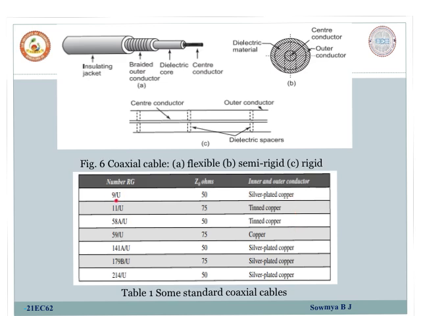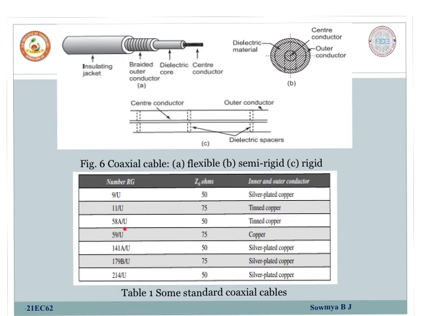For example, if I go for 9 bar U number of coaxial cable, the impedance is 50 ohms and the inner or outer conductor is made up of silver plated copper. For 11 bar U, it is 75 ohms and they are using tinned copper.